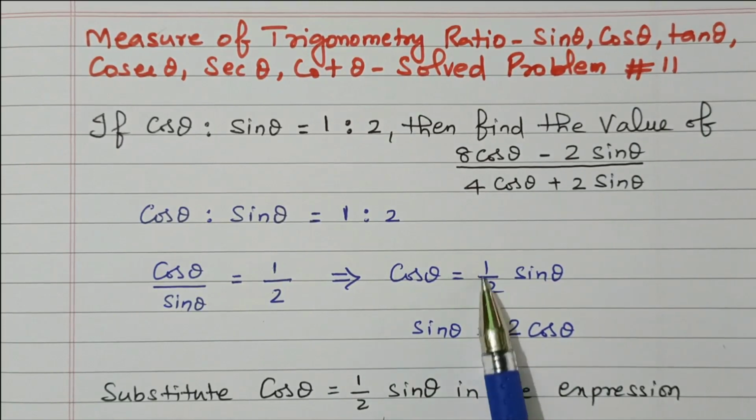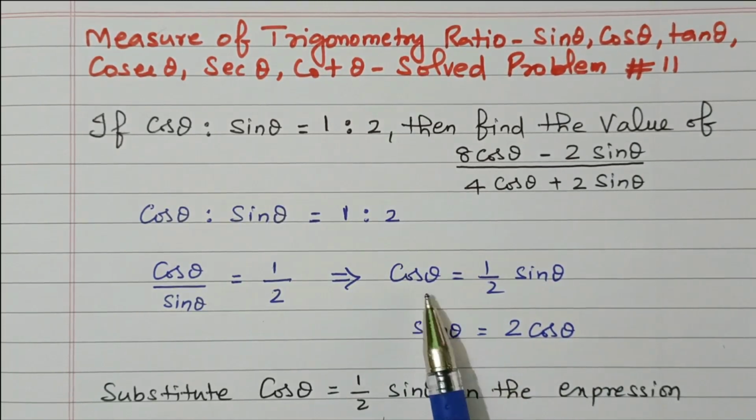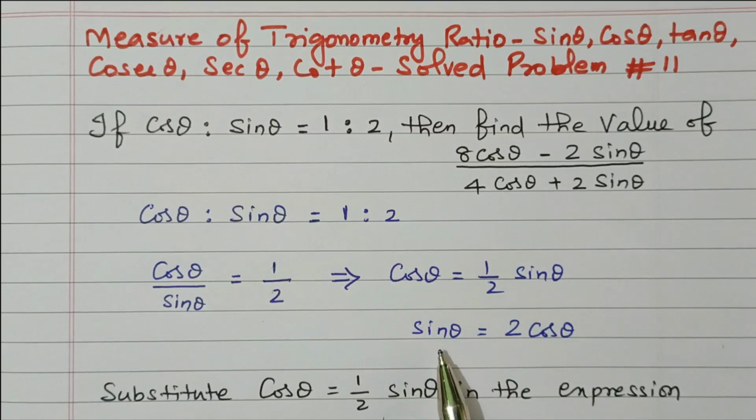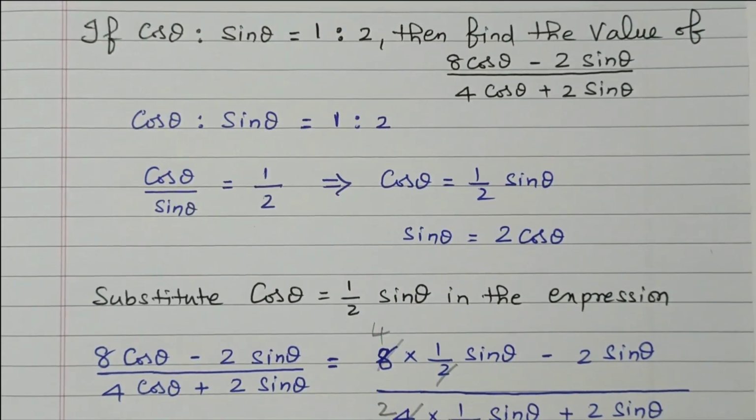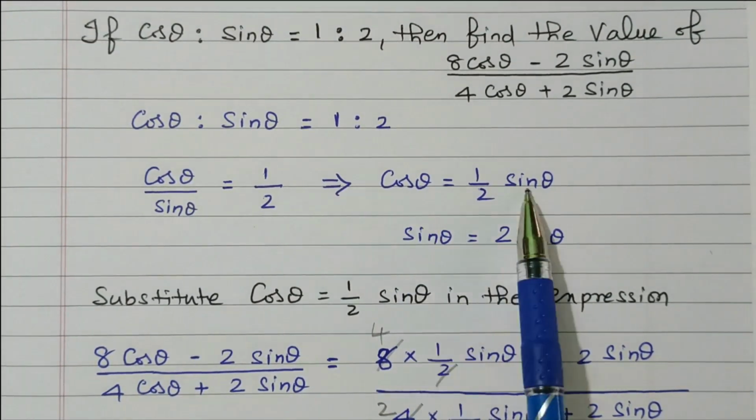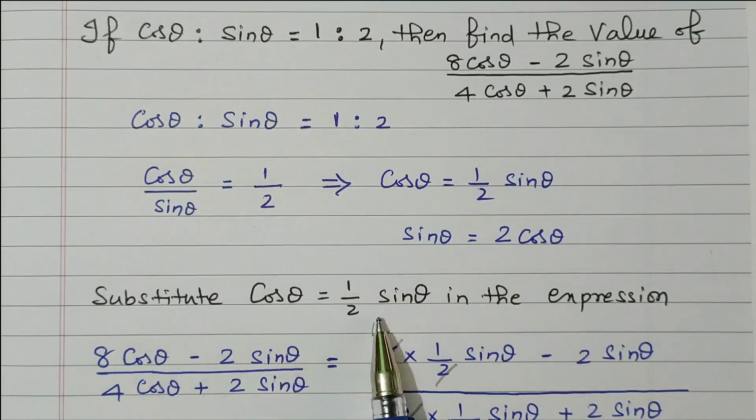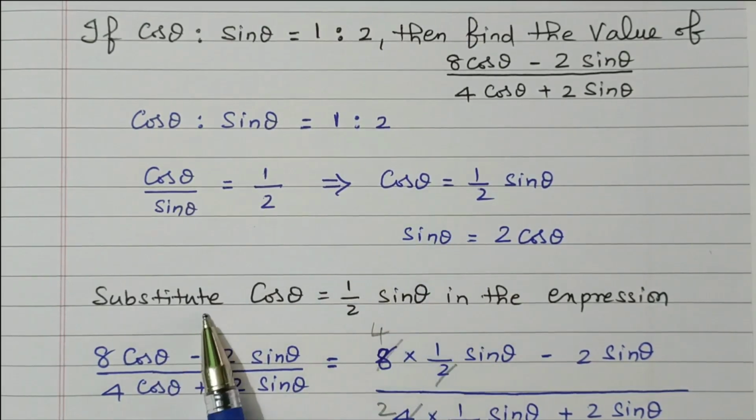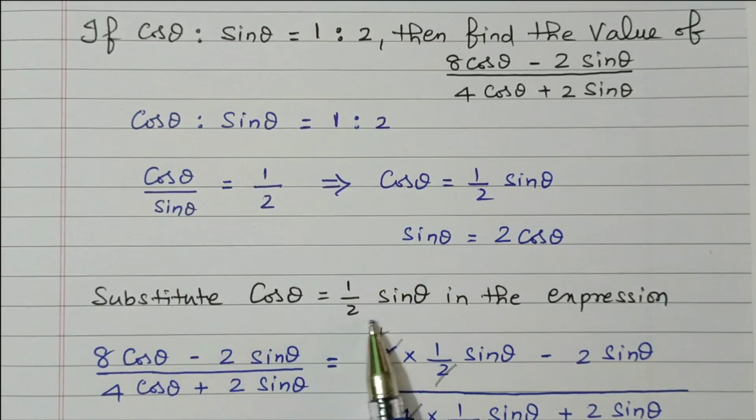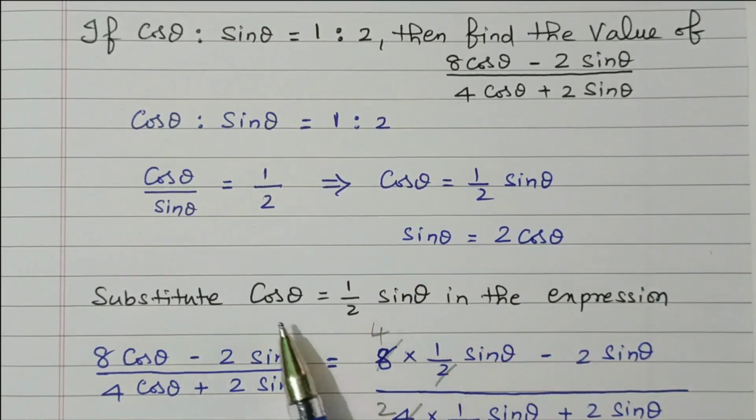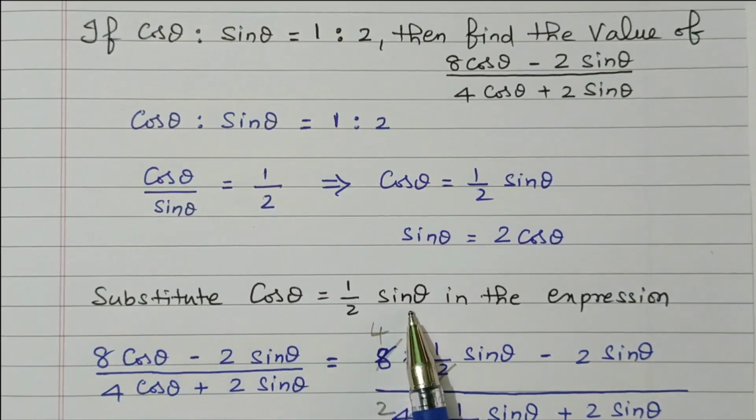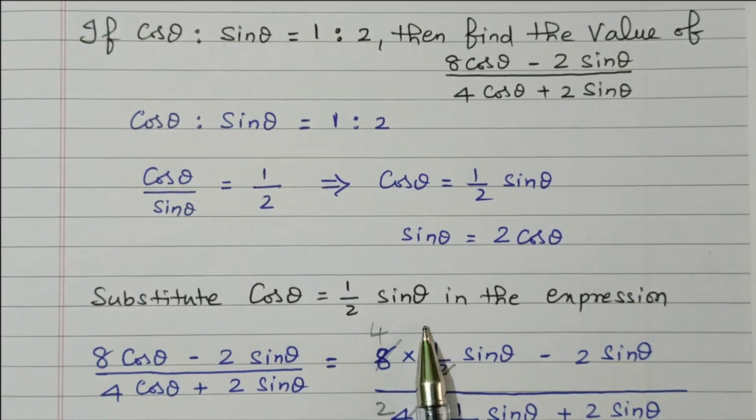So we have two expressions available. Cos theta is 1/2 sin theta, otherwise sin theta equal to 2 cos theta. So we can use any one of these expressions. We have the relation between sin theta and cos theta. Now we'll take the first expression and substitute cos theta equal to 1/2 sin theta in the expression, so that cos theta will be converted into sin theta. Everything is sin theta, which means we can easily simplify.